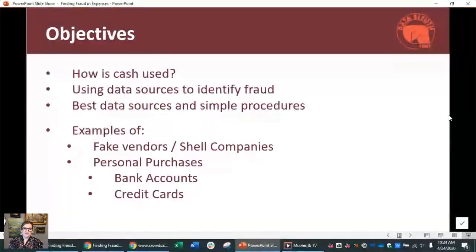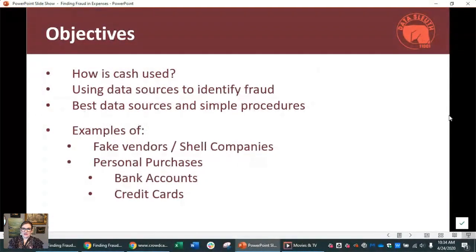So we're going to have to identify how cash is used. And I think a lot of times there's this feeling of being overwhelmed by, oh my goodness, there are so many different ways people could steal. But if we can identify how cash is used in an organization, then that helps us create a scope and steer or direct our focus for whatever the engagement is.